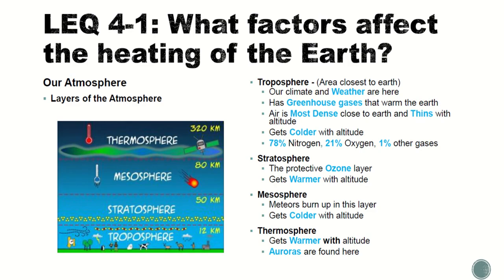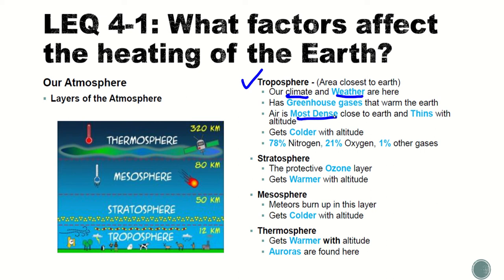Our first LEQ we're going to talk about is what factors affect the heating of the earth. First, we have to talk about the 4 layers of the atmosphere. The bottom layer is called the troposphere. This is where our climate and weather are located, as well as our greenhouse gases, since we have a lot of means, whether natural or human activity, that release methane, water vapor, carbon dioxide, and nitrous oxide that help warm our earth.